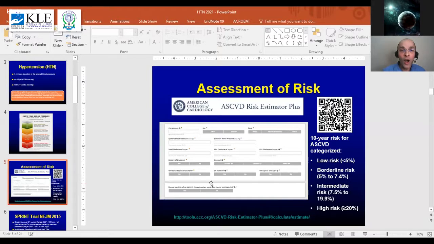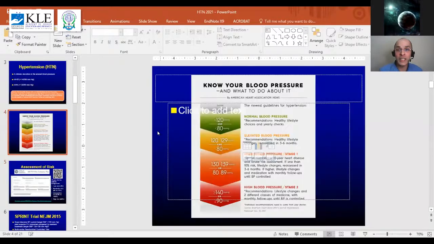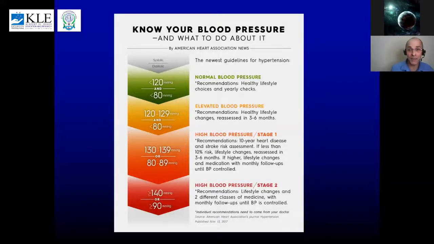So if your risk for having a cardiovascular event in the next 10 years is less than 10%, along with a blood pressure of 130 to 139 systolic or 80 to 89 diastolic, we now recommend lifestyle changes for that individual with a reassessment of the blood pressure in 3 to 6 months.